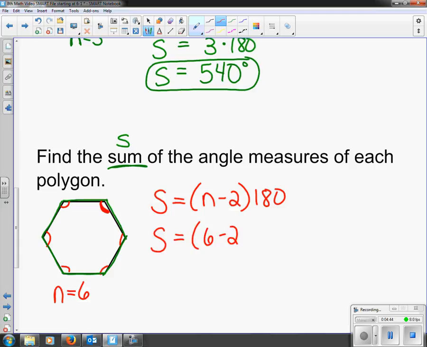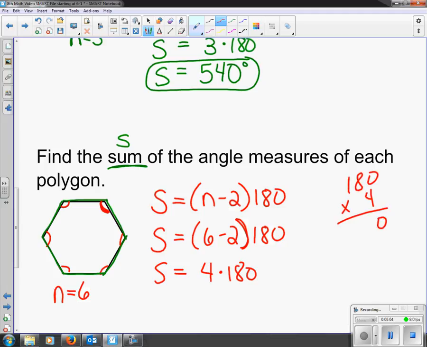So let's do the math. Of course, you write the formula first, then substitute, and then solve. So now we have S equals 6 minus 2, which is 4, times 180. On the side here, because again, I don't have a calculator with me.